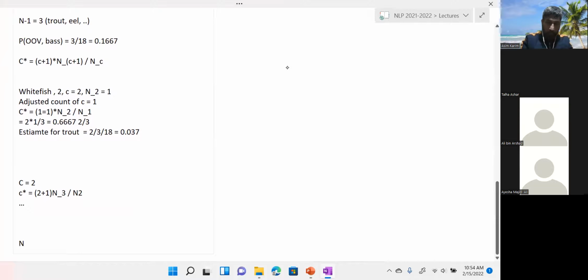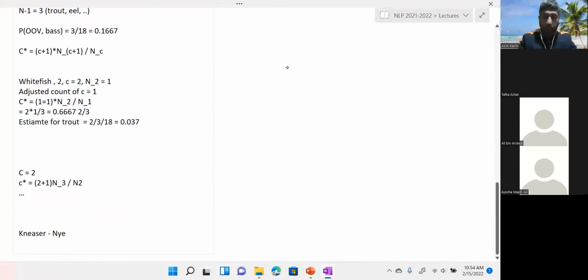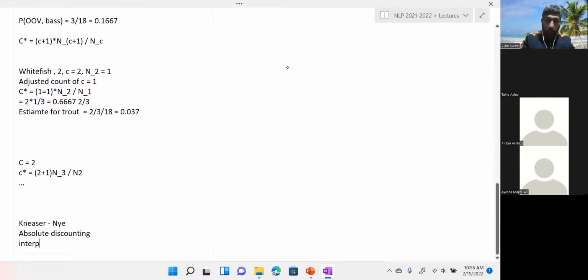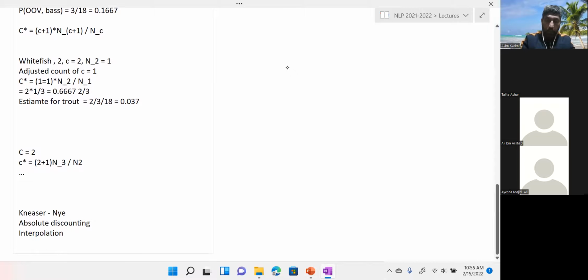So now we are going to need three ideas. One is absolute discounting. Second was interpolation. And third was unigram probability, or lower n-gram probability.